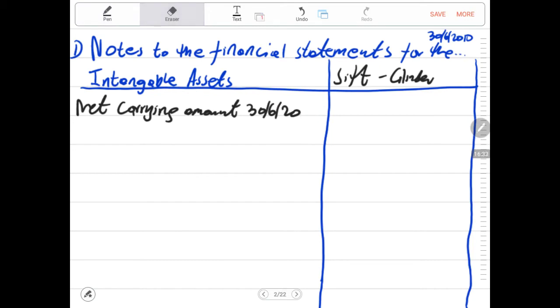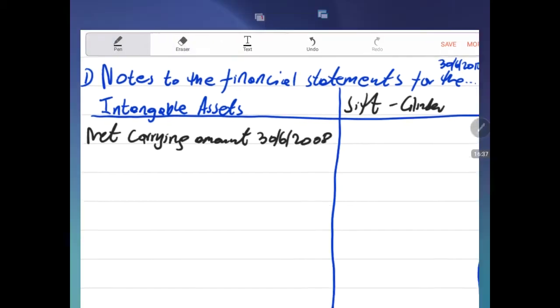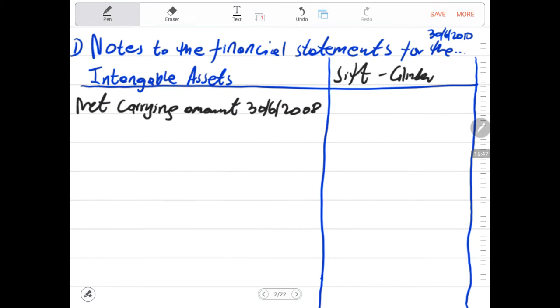This should be 2008 and 2009. I think this question paper is those 2 years. Yes, we do 2009 or 2009 and 2010. Okay, 2009 and 2010. So we do 2009 and 2010.